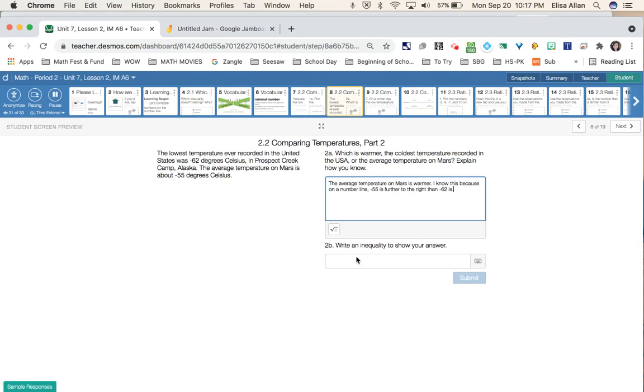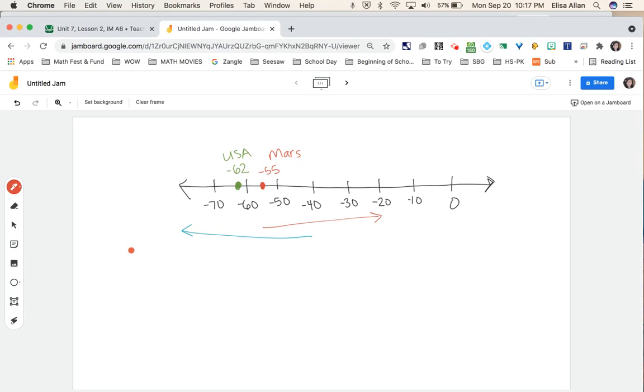And so now I can actually write an inequality to show this answer. Writing my inequality really is writing using those alligator symbols, those greater than and less than symbols. In this case, I'm going to look at my warmer temperature, which is negative 55, and I'm comparing that again to my negative 62. And so I want to figure out which symbol I am going to be using, the greater than symbol or the less than symbol?